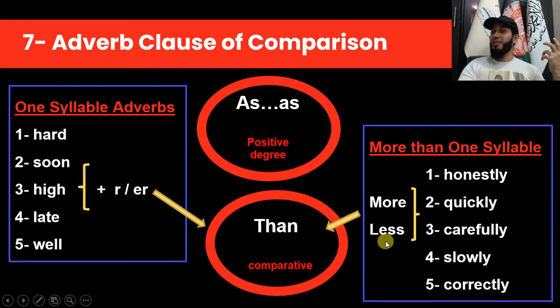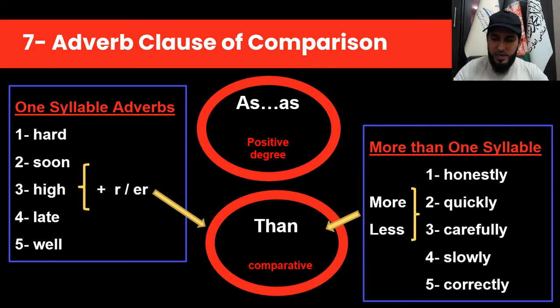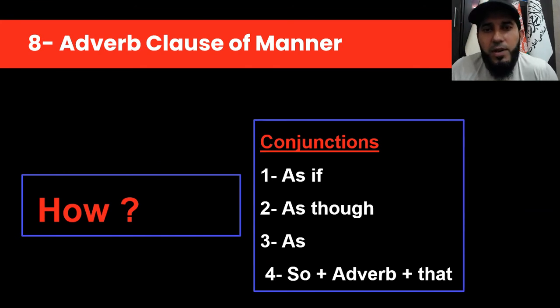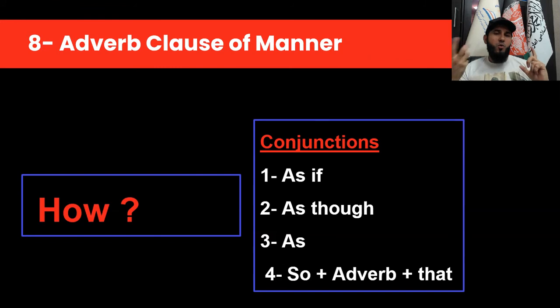The new president, for example, serves the country or the nation less honestly or less professionally than the previous president did. I hope this concept is also clear. Now let's move to adverb of manner. So when the question is with how.